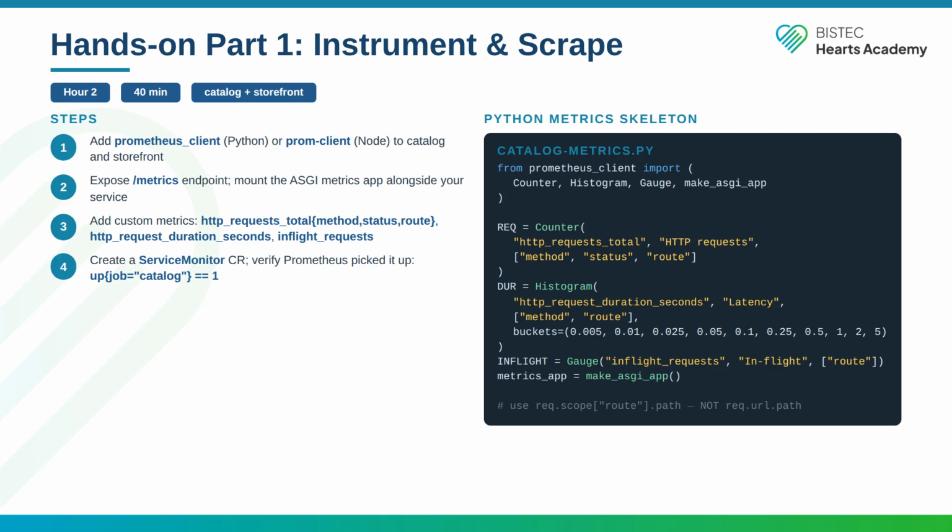Third, create a ServiceMonitor custom resource to tell the Prometheus operator to scrape the catalog service. Fourth, verify the scrape is working by querying up{job="catalog"} equals 1 in the Prometheus UI.